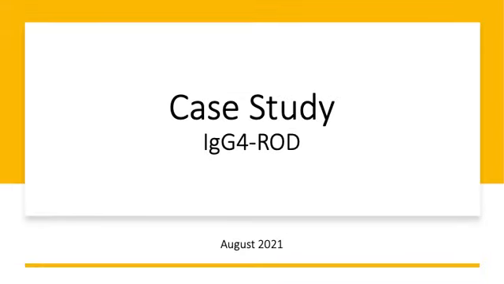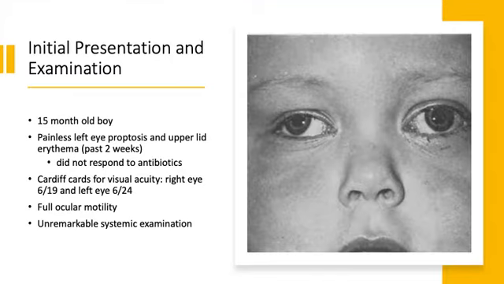Now we'll get into the actual case study, which covers the youngest reported case of IgG4-Related Ophthalmic Disease. A 15-month-old boy was admitted to a hospital in Australia. He presented with a painless left eye proptosis, which is the bulging of the eye, and upper lid erythema over the past 2 weeks with no response to antibiotics. His visual acuity was examined with Cardiff cards, and in his right eye it was 6/19, and in the left it was 6/24. He had full ocular motility, and his systemic examination was unremarkable.